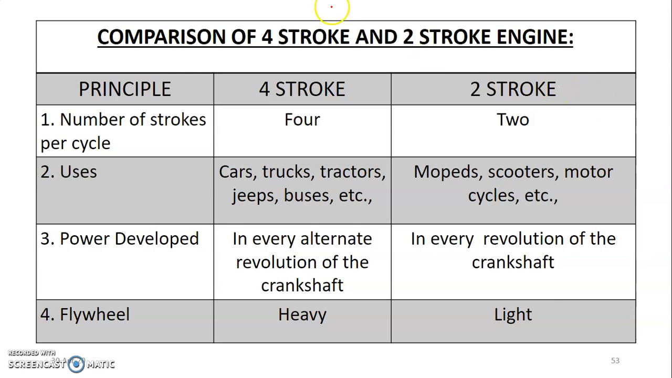So we understood the comparison of the petrol engine and the diesel engine that we have discussed. We have another comparison, of four stroke and two stroke engines. What is the difference? We know that already. In this column we have the four stroke engine, and in this column the two stroke engine, with the principle of working. The first comparison is the number of strokes per cycle. We know that already: the four stroke engine requires four strokes, and the two stroke engine requires two strokes.